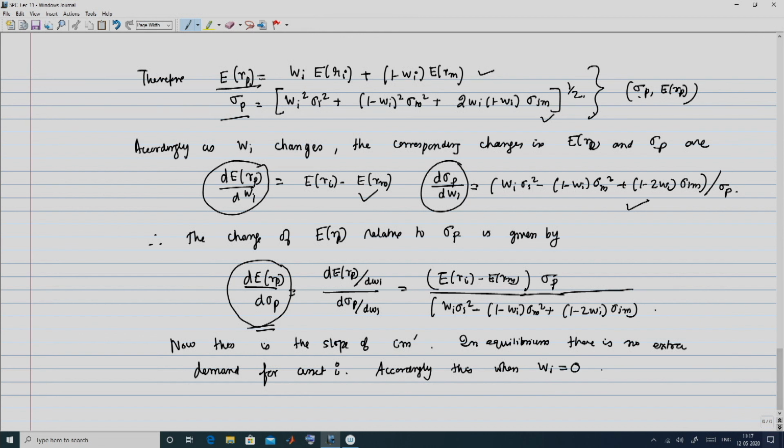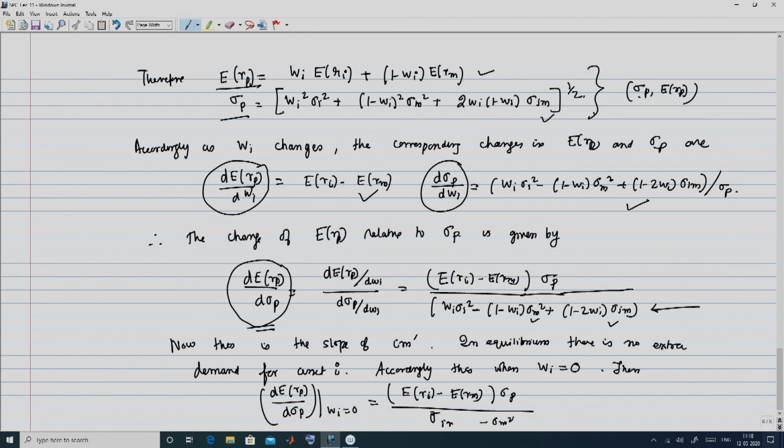So, then this slope, the derivative with respect to sigma P at W I equal to 0, what is this going to be? This is going to be nothing but E R I minus E R M into sigma P, and I put W I equal to 0 in the denominator. So, in the denominator I will get sigma M square, so this will be minus sigma M square from this term here, and from here I will get sigma I M.